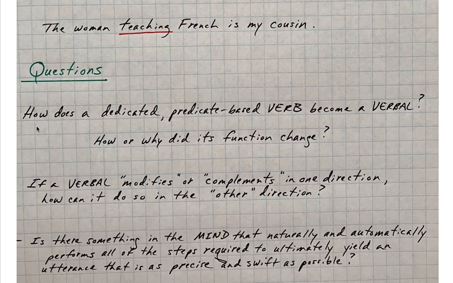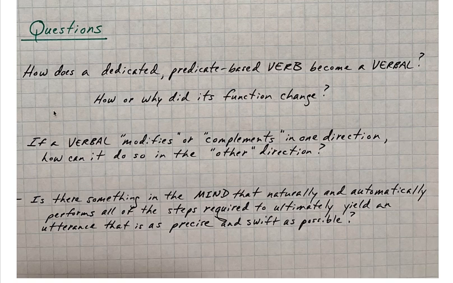For example, how does a dedicated predicate-based verb, in other words, a regular verb, become a verbal? How or why did its functions change? Now also, the question would be, if a verbal modifies or complements in one direction, how can it do so in the other direction? How can it be cataphoric and then be anaphoric?